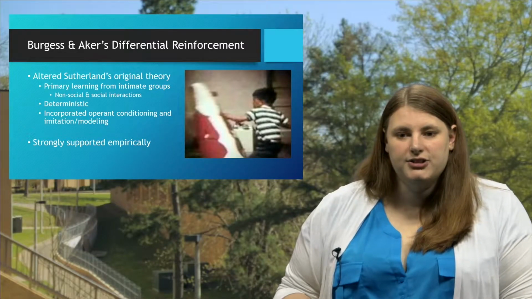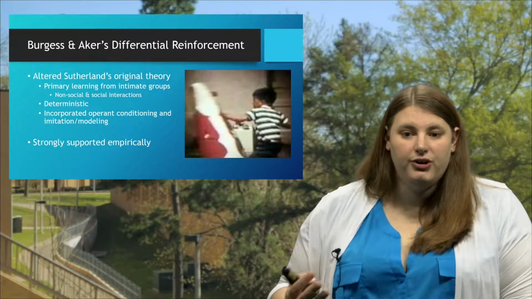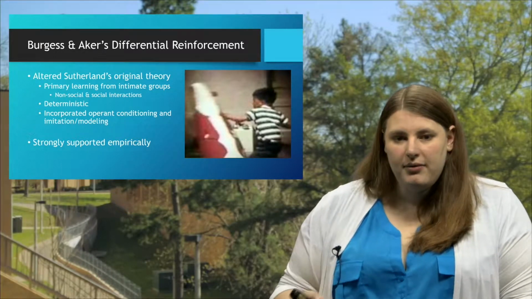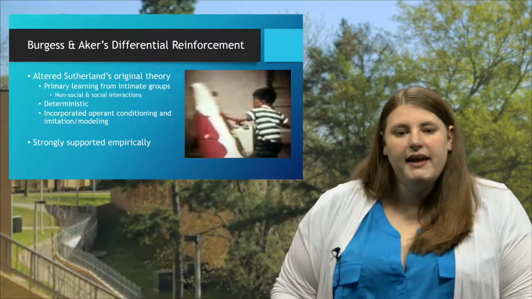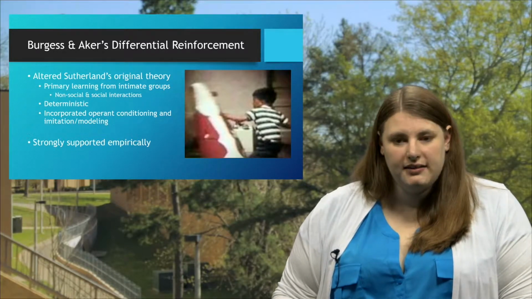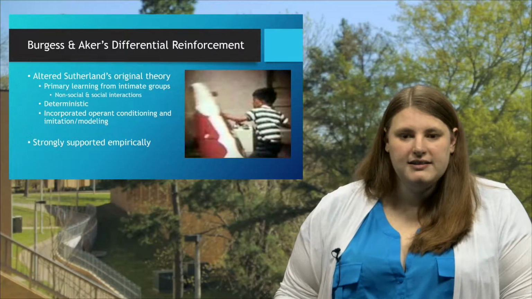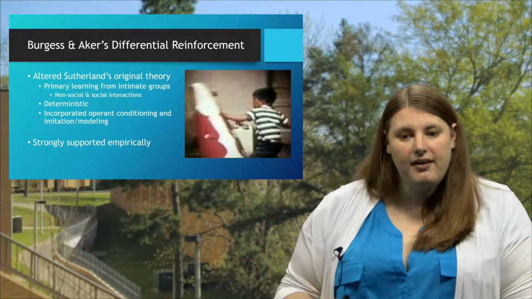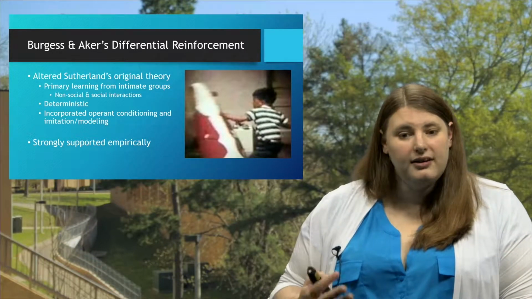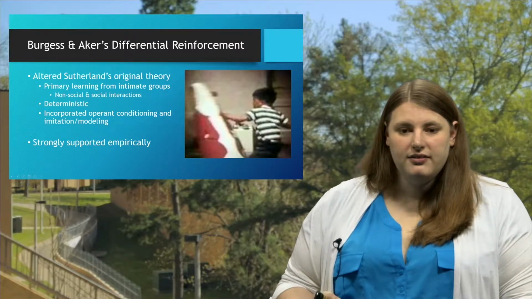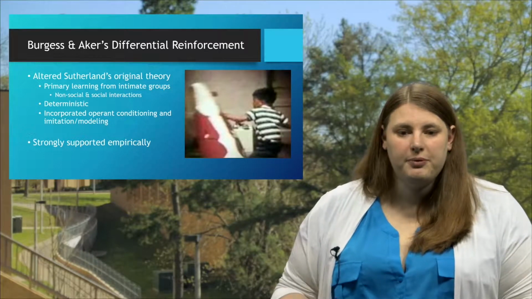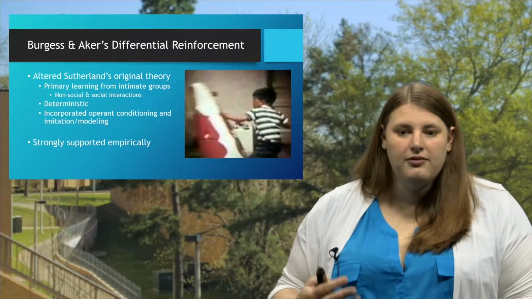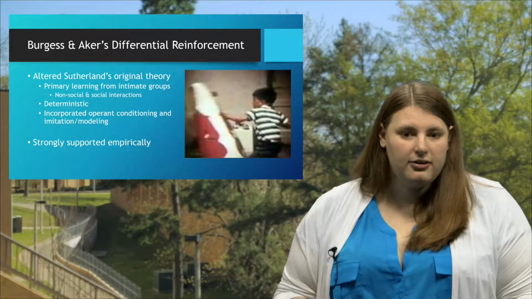Although Sutherland's differential association theory laid the groundwork for learning theory in criminology, Burgess and Akers' expansion of Sutherland's theory is the primary learning theory studied today. They called their theory differential reinforcement theory. Like Sutherland's earlier theory, differential reinforcement theory proposed that human beings were blank slates who learned behaviors and attitudes from others, primarily from their intimate family and friends. Also, like the previous theory, differential reinforcement proposed that human behavior is mostly deterministic in that people will commit crime if criminal behavior is more highly reinforced than non-criminal behavior.